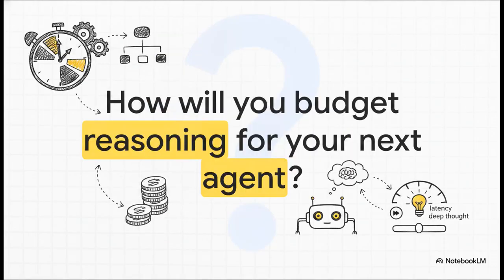So as we wrap up this explainer, I want to leave you with a question to chew on. How are you going to budget the reasoning time of your next AI agent? Because now, with Nemotron-3 Nano's reasoning budget feature and that super efficient active parameter count, the constant trade-off between lightning-fast latency and deep, complex thought is finally entirely in your hands.